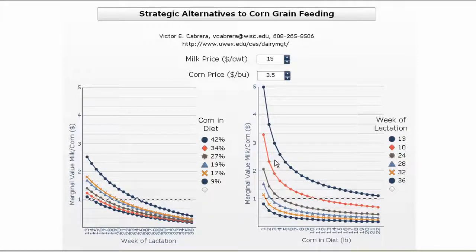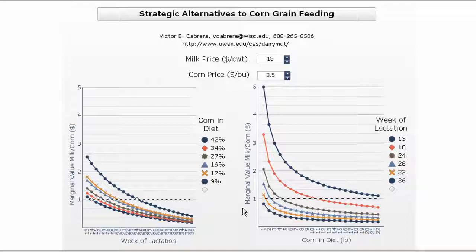For example, at week 18 of the lactation, a diet with up to 11 pounds of corn per cow will produce desirable returns. At week 32, though, it's economical to feed only 1 pound of corn. As milk and corn prices change, you can easily update the inputs and see how these changes affect the optimal corn feeding strategies.